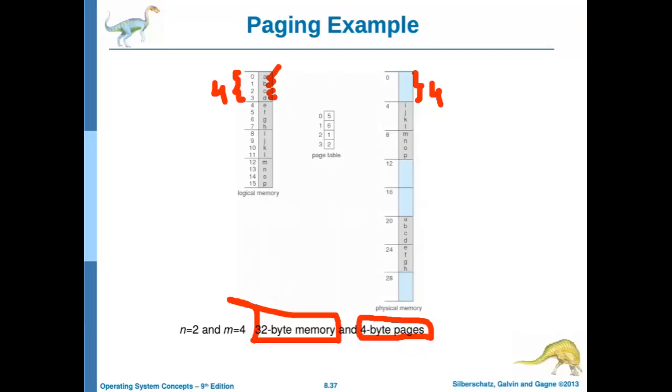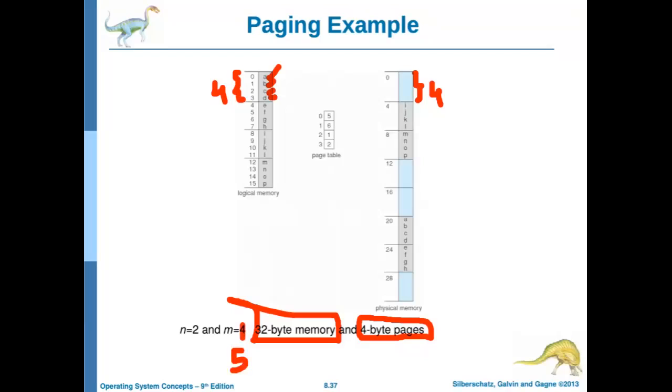Got it. Now, if the size of a page is 4 bytes, how many bits are required? I think there is something wrong in the diagram actually, because the size of this M should be 5 here. This is wrong. It should not be 4. It should be 5. Nikhil already mentioned that. Okay.